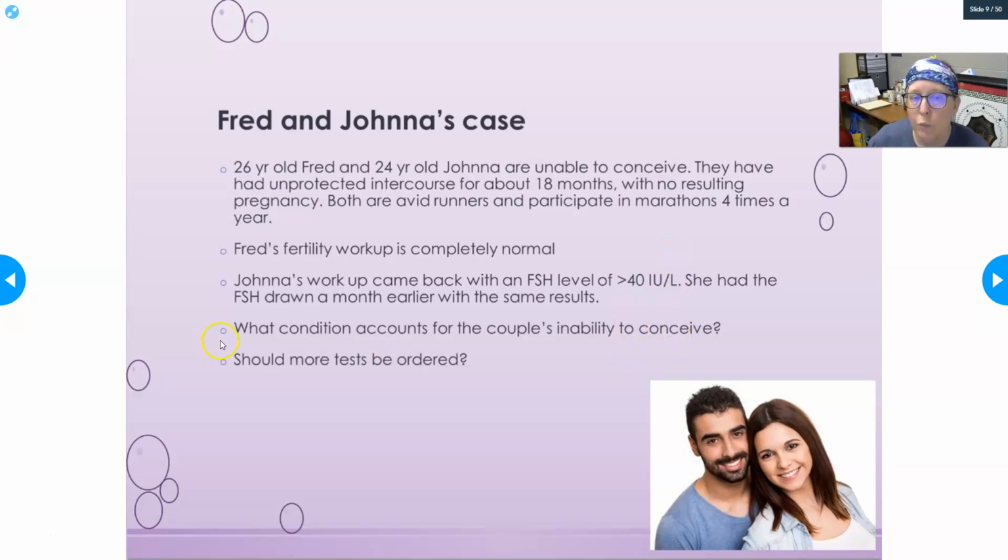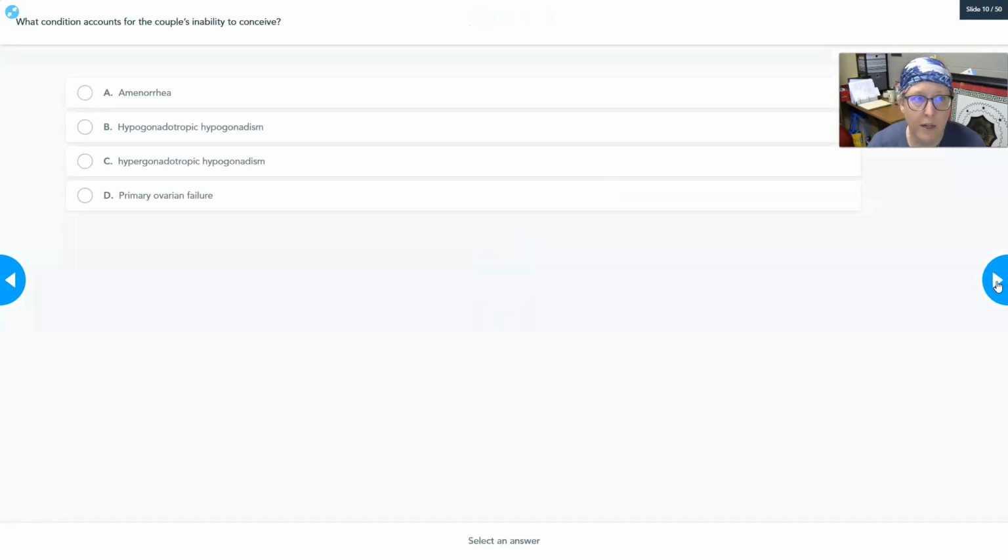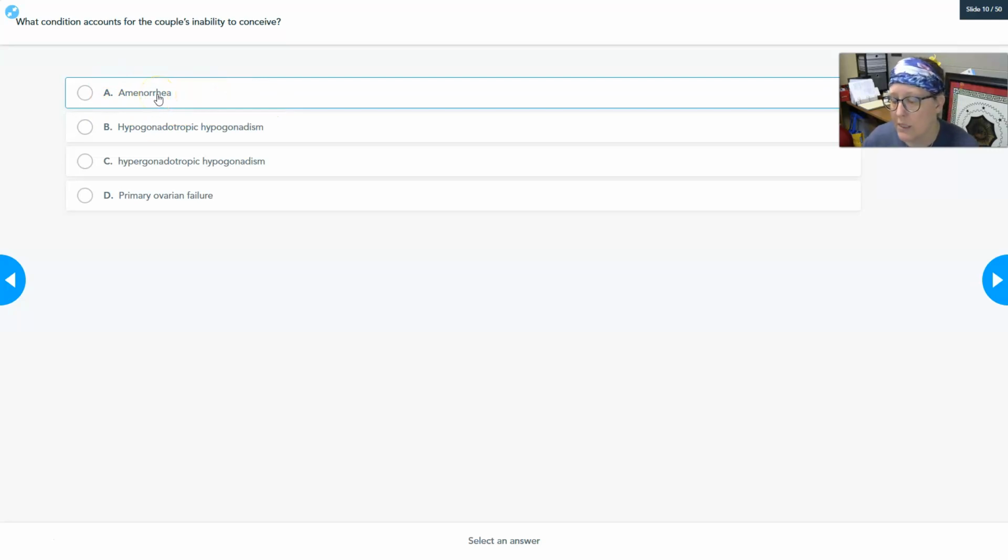So what condition do you think might account for this, and should more tests be ordered? Here, what condition accounts for their inability to conceive? We have 4 choices. First of all, amenorrhea would be just not having a female cycle or period. I would imagine that would have come up in the 18 months they've been trying if she wasn't having a normal cycle. So we could probably rule that one out.